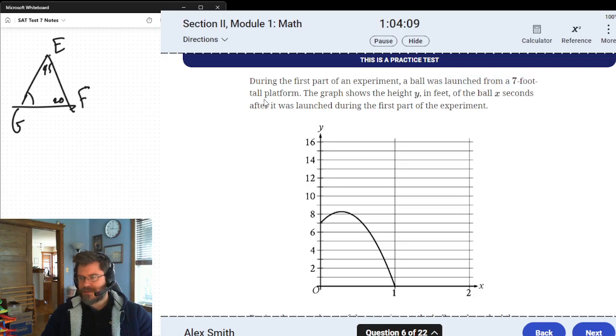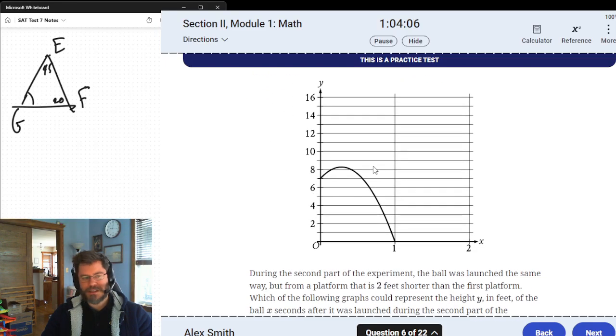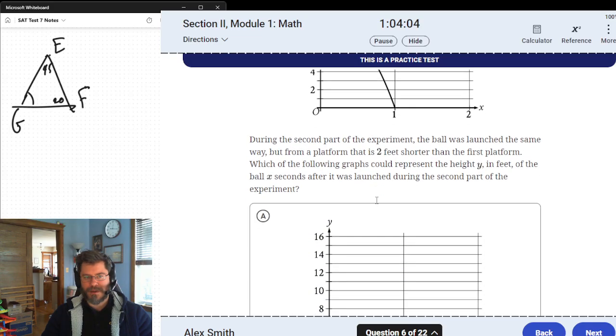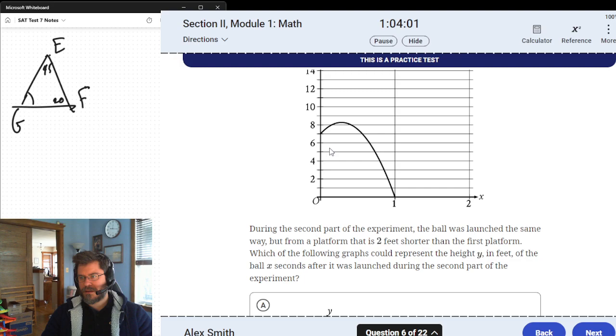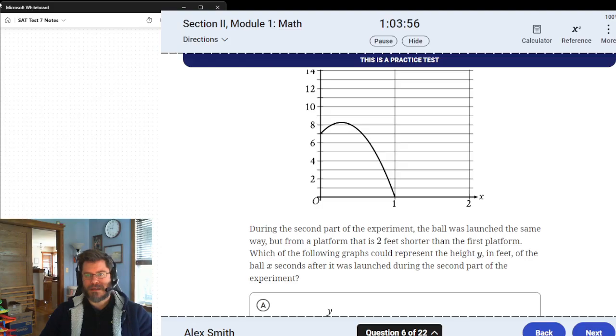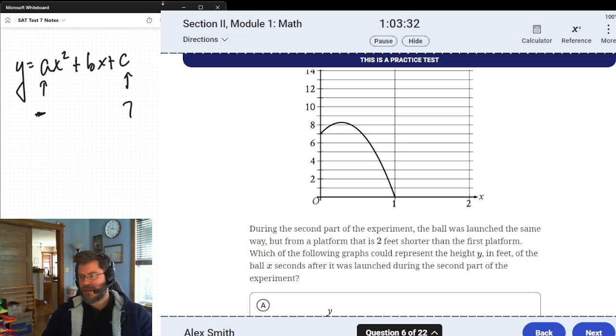Ball is launched from 7 feet off the ground. We know that from the y-intercept. It's a parabola. It's an upside-down parabola. It has a negative leading coefficient. So let's go ahead and move this over. Our formula is y equals ax squared plus bx plus c. It's a quadratic. It's a parabola. Looking at the graph here, we know c is 7. We know the y-intercept is 7 there, but it also opens down, so a is negative. Whatever it is, it's negative. And that's about all we can tell.